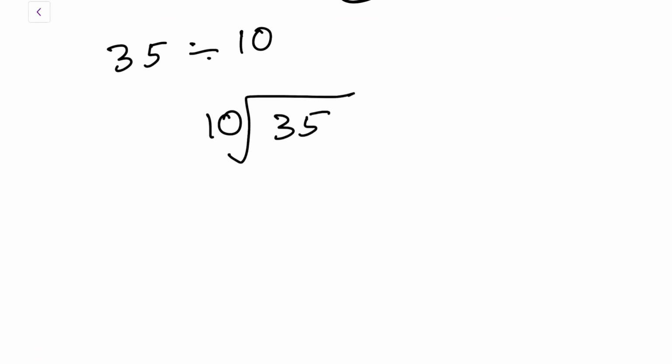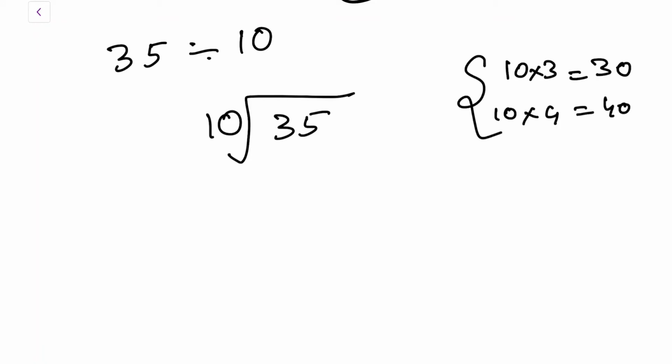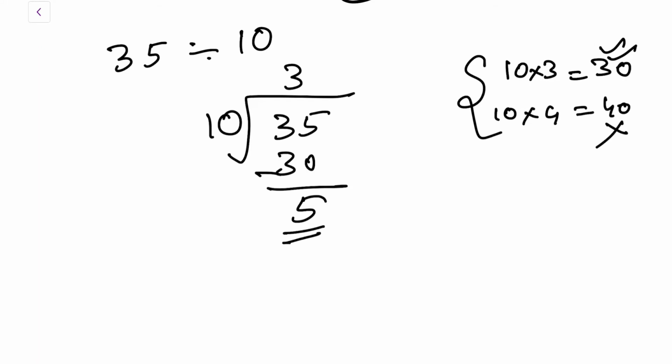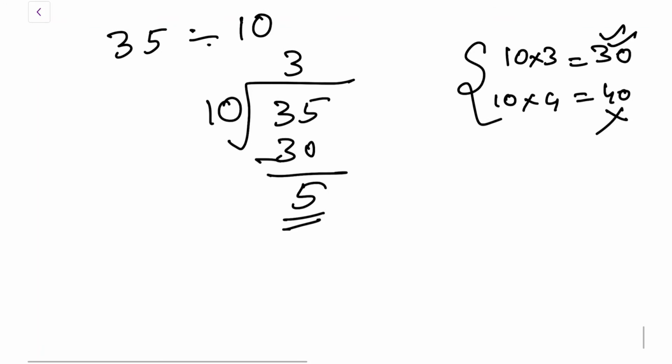10 into 35. 10 into what is 35? 10 into 3 is 30. You know that. 10 into 4 is 40. So 35 is somewhere in between. We don't take 40 because it is more than 35. So we go with 30. 10 3s are 30, and the remainder is 5. Now, what is the digit in the ones place? It's 5. That is why we can say that the remainder is 5.